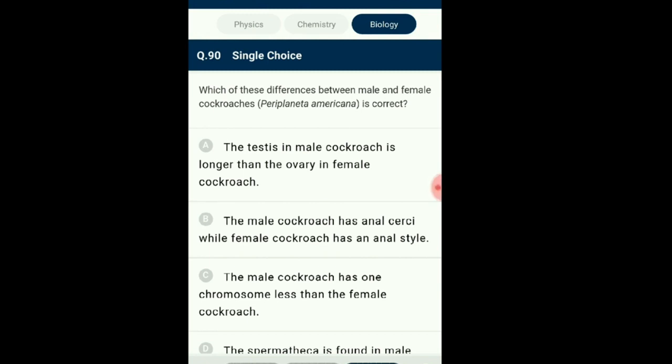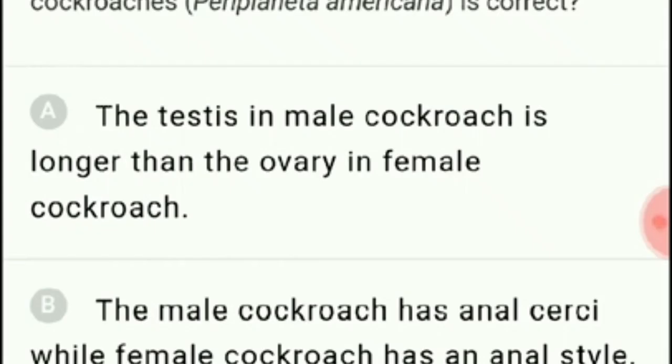In both the sexes, the 10th segment bears a pair of jointed filamentous structures called anal cerci. A pair of spermatheca is present in the 6th segment of female cockroach, which opens into the genital chamber. Their fertilized eggs are encased in capsules called ootheca. Periplaneta americana has X0 type of sex determination. Females have 34 chromosomes, that is 32 plus 2 X chromosomes, and males have 33 chromosomes, 32 plus 1 X chromosome. So the answer for this question is option C. The male cockroach has 1 chromosome less than the female cockroach. So that is the correct difference between male and female cockroaches.